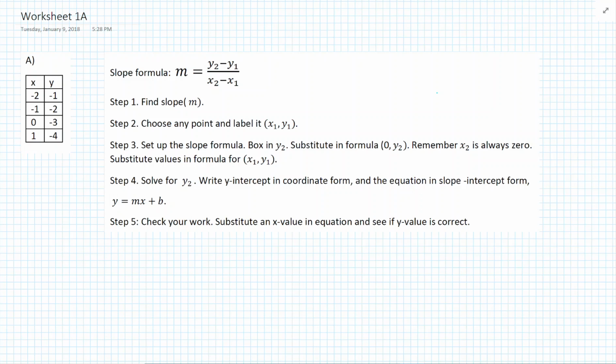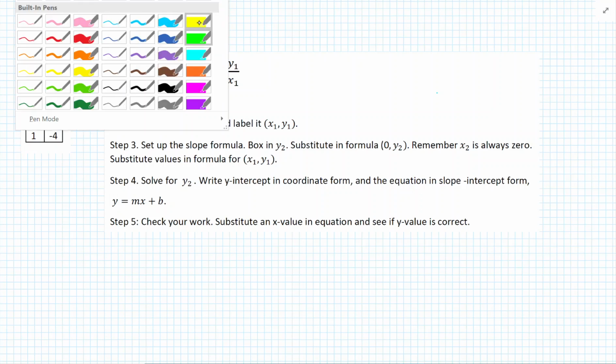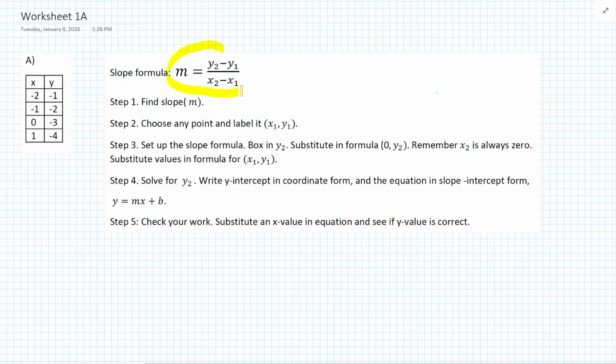So, what is the slope formula? Let me highlight that for you. Here it is in yellow. We're going to be using this to find the y-intercept, and then we'll be expressing the y-intercept in coordinate form, which will look something like this.